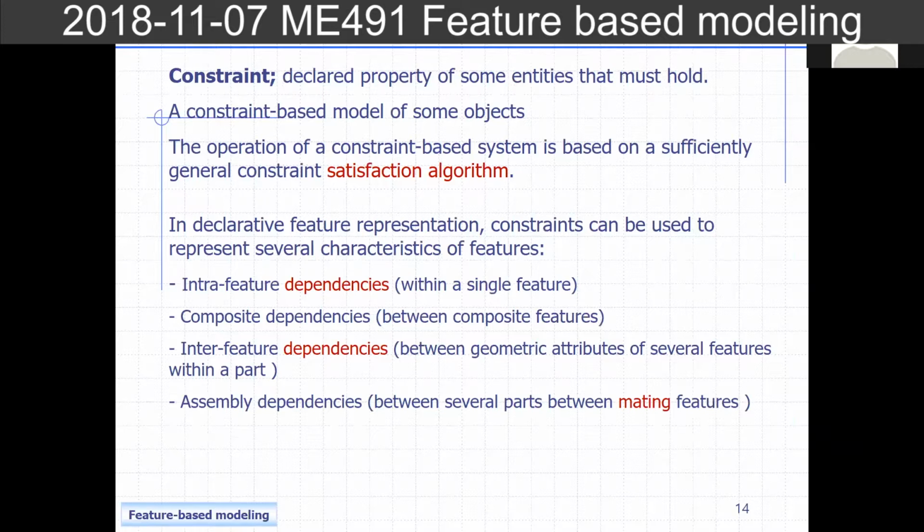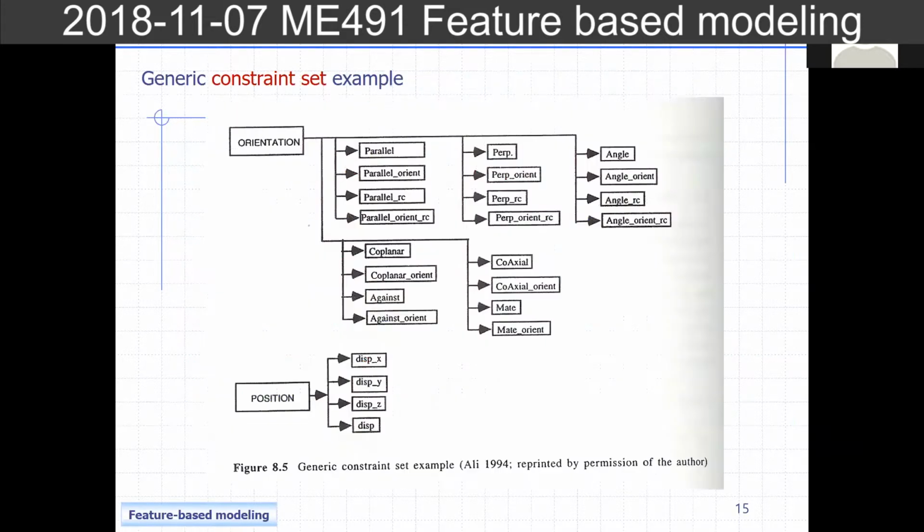And between them, there are sometimes dependencies, because each constraint can have dependencies, composition dependencies, intra-feature dependencies and other things. And also assembly dependencies. There is a mating condition between parts. So that kind of thing can be considered. In mathematical form, each equation can be independent or sometimes dependent on each other. So they are saying it in this way.